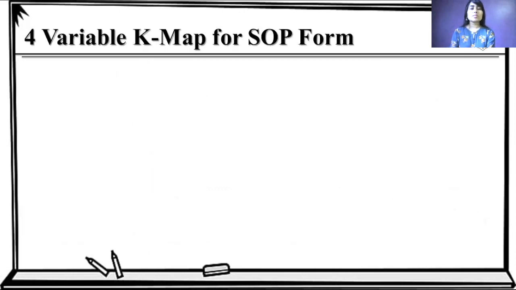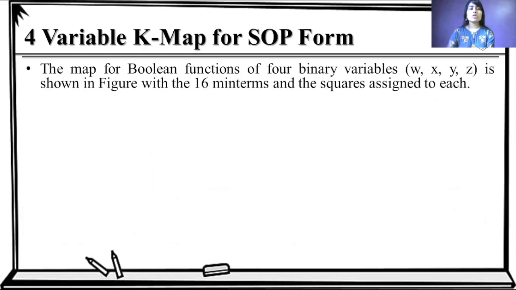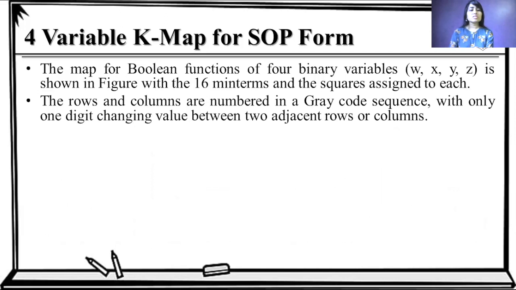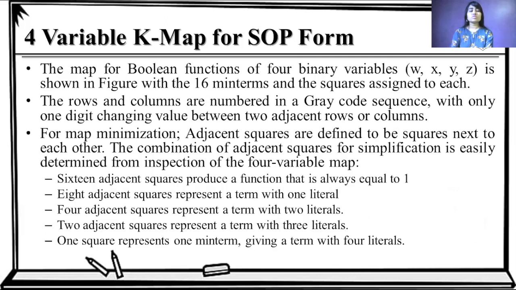Now 4 variable K-map for SOP form. The map for a Boolean function of 4 binary variables w, x, y, z is shown in the figure with 16 minterms. 4 variables, so 2 raised to 4, total 16 possible combinations. The rows and columns are numbered in a gray code sequence, with only one digit changing value between two adjacent rows and columns.